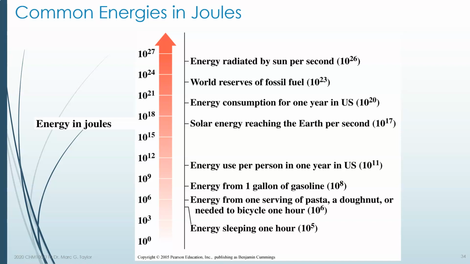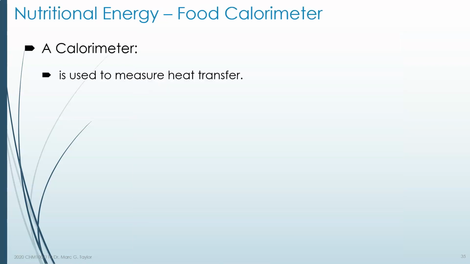One single person only needs 10 to the 11 joules for an entire year of life. So just by comparison, a gallon of gas is about 100 million joules, or 10 to the 8, and eating a single serving of pasta or a donut, or the energy needed to bicycle for an hour, is about 1,000,000, 10 to the 6 joules.